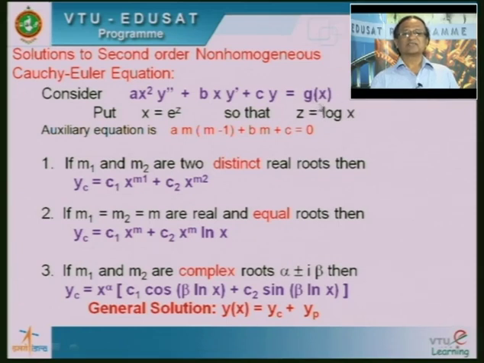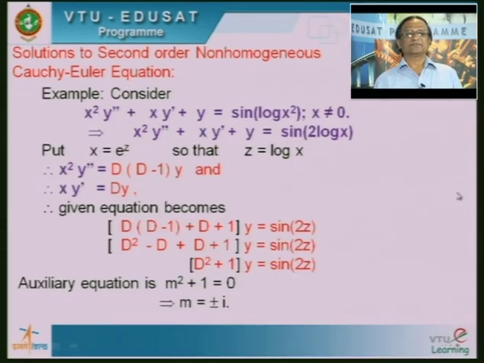Similarly, we have discussed 4 or 5 cases in the case of a linear differential equation with constant coefficients. The same cases can be used while solving a non-homogeneous Cauchy-Euler equation. You will come to know while solving such types of examples.